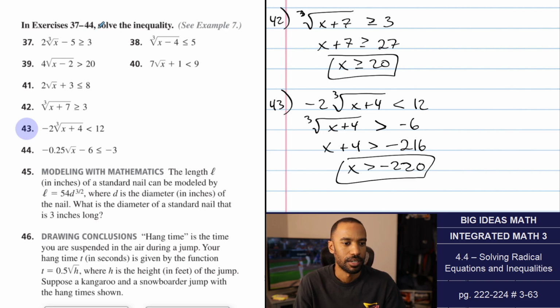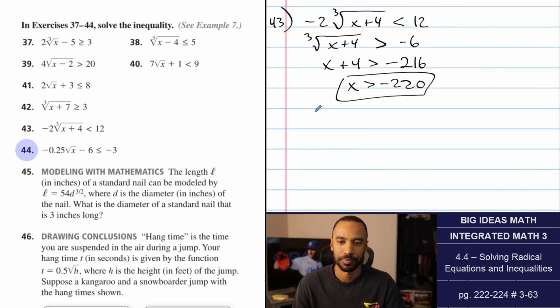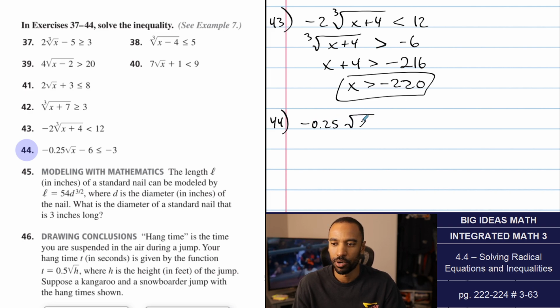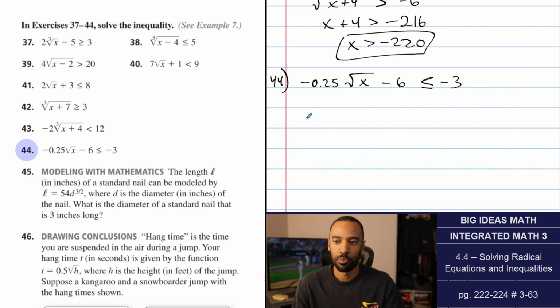Okay. And then finally, number 44, it's a square root again. Got a decimal. Now, when I see that decimal, I might rewrite it as its fraction equivalent, so we don't have to whip out the calculator. Negative 0.25 times square root of x minus 6 is less than or equal to negative 3. All right, first of all, negative 0.25 is also negative 1/4. I'm going to rewrite it like that so it helps you understand what it is we got to do to get this root x by itself.